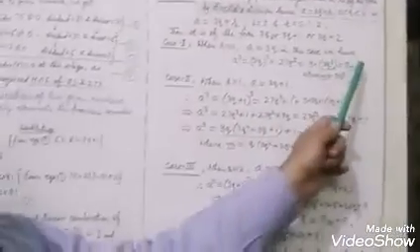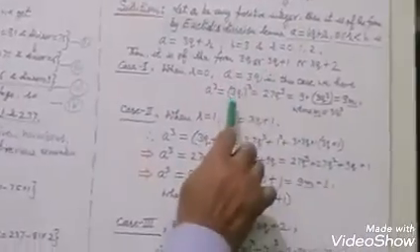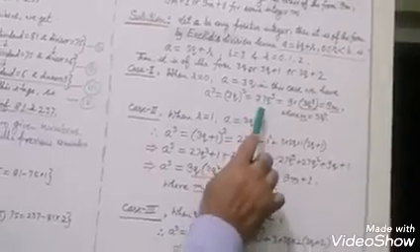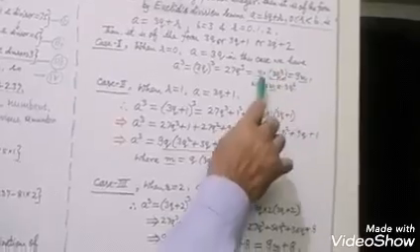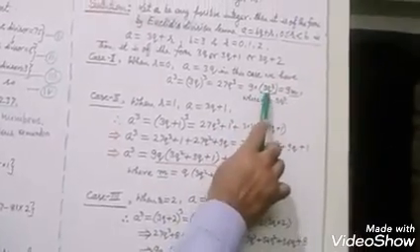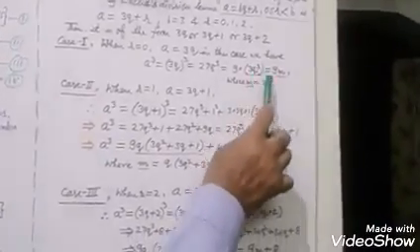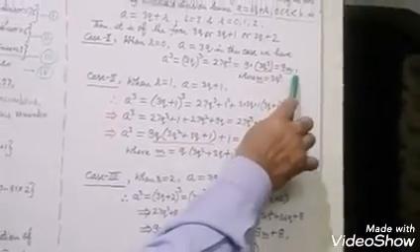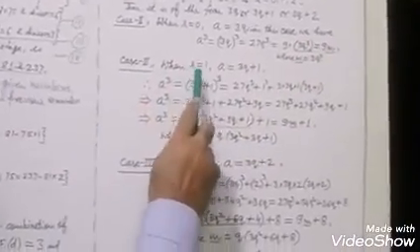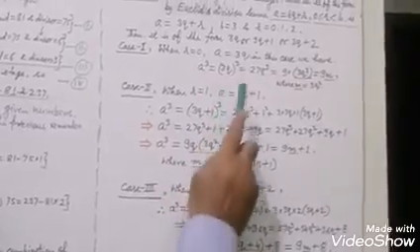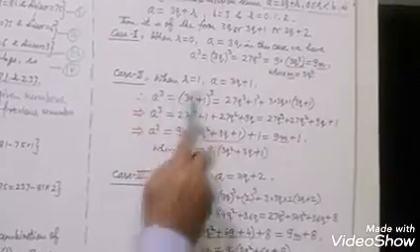In this case, we have a cube is equal to cube of 3q, which is 27q cube. When we make it a multiple of 9, like this, 9 into 3q cube, where m is equal to 3q cube, then we get it in the form 9m. Got it? Now case second, where the remainder r is equal to 1, then a is equal to 3q plus 1.